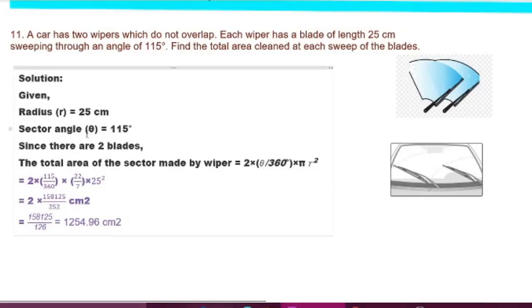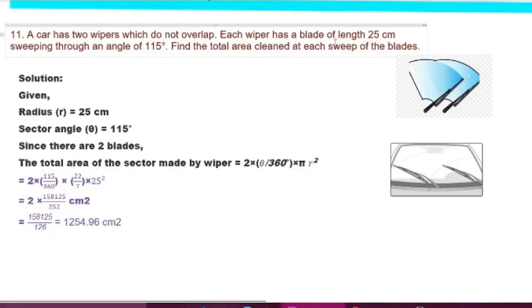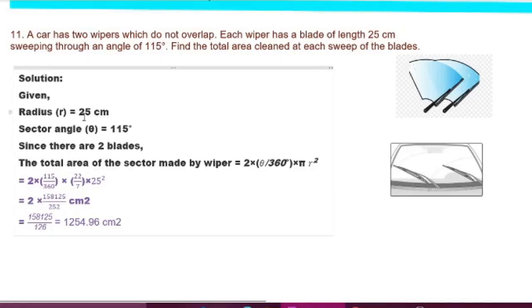So here the radius will be 25 cm, that is the length of the blade. Here the length of the blade is 25 cm, therefore the radius is 25 cm. And the sector angle theta is given here as 115 degrees. There are two blades, so the total area of the sector made by the wipers is equal to 2 times theta by 360 into pi r square.